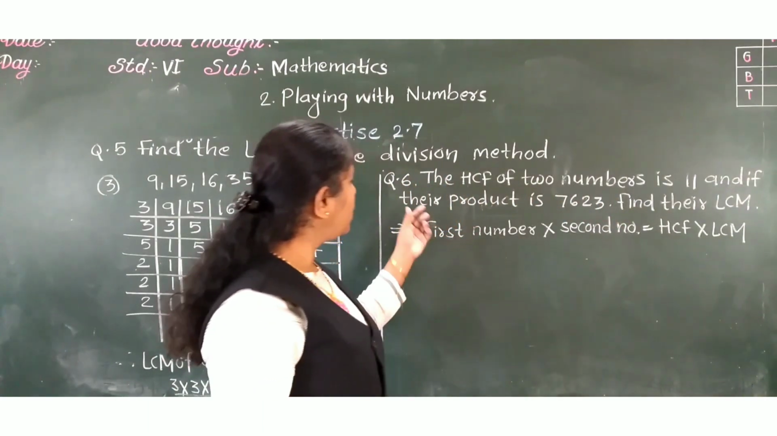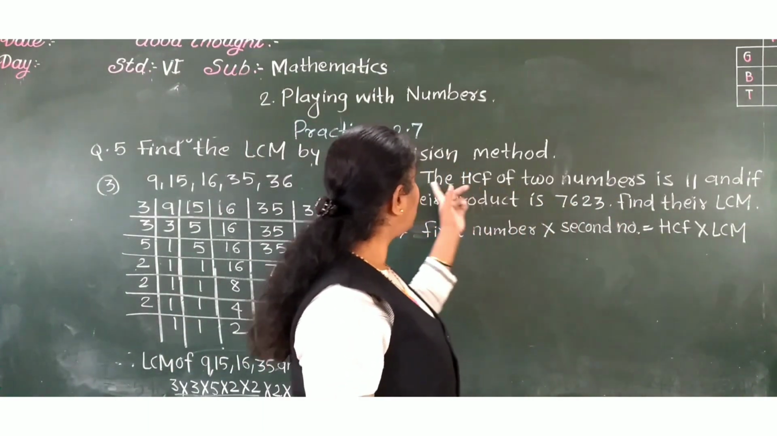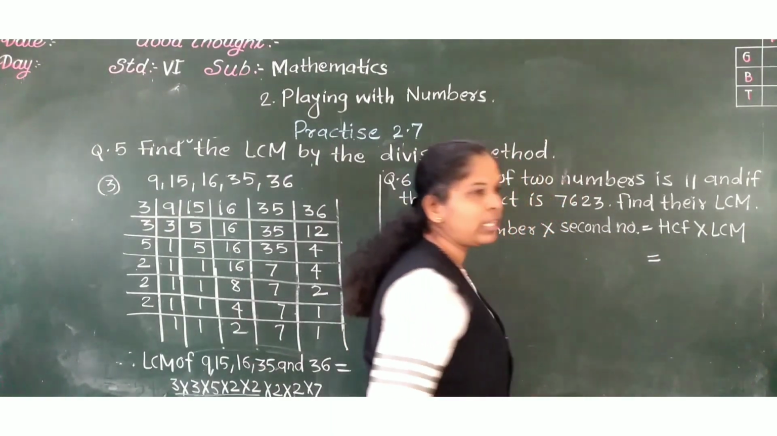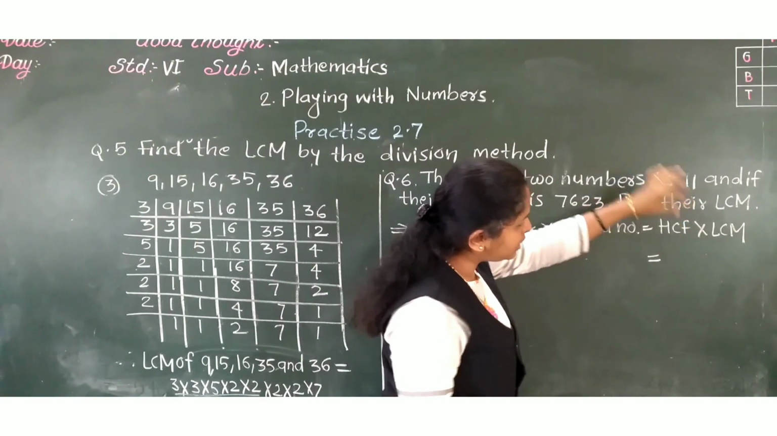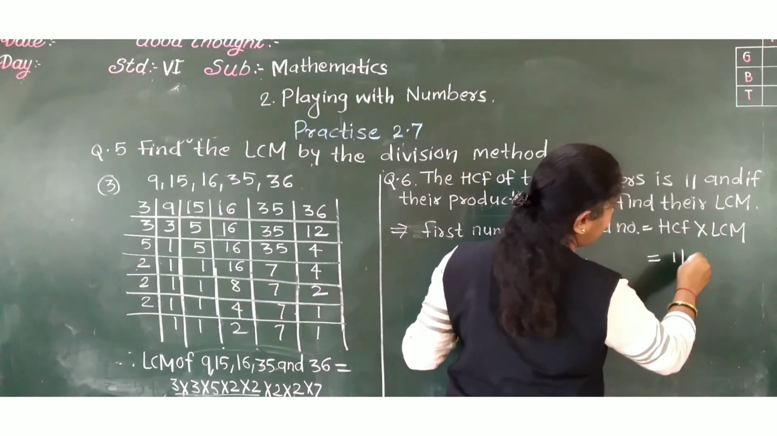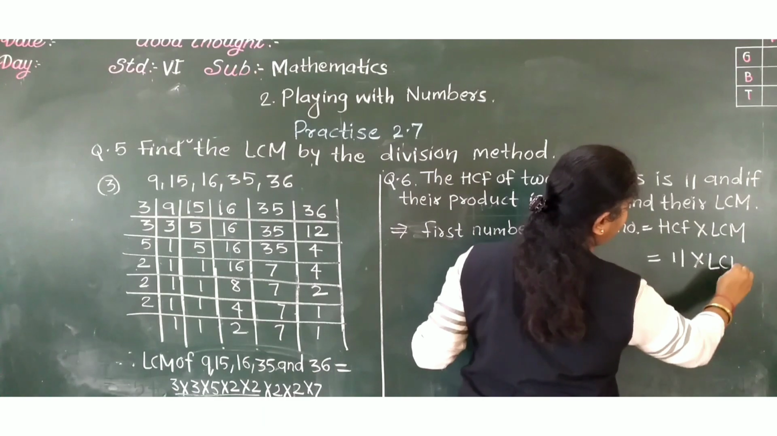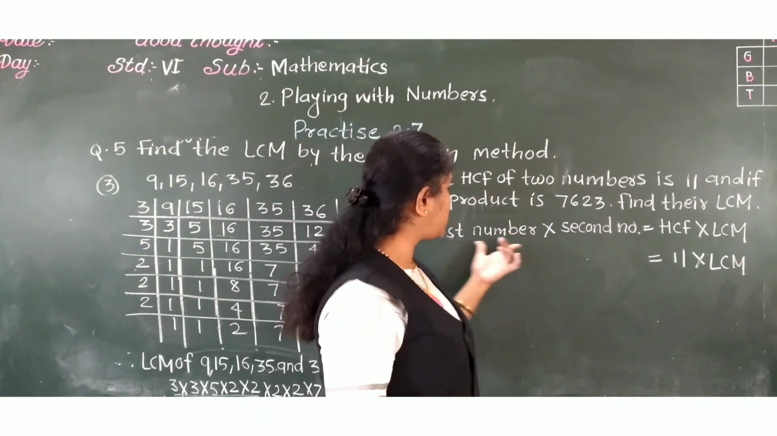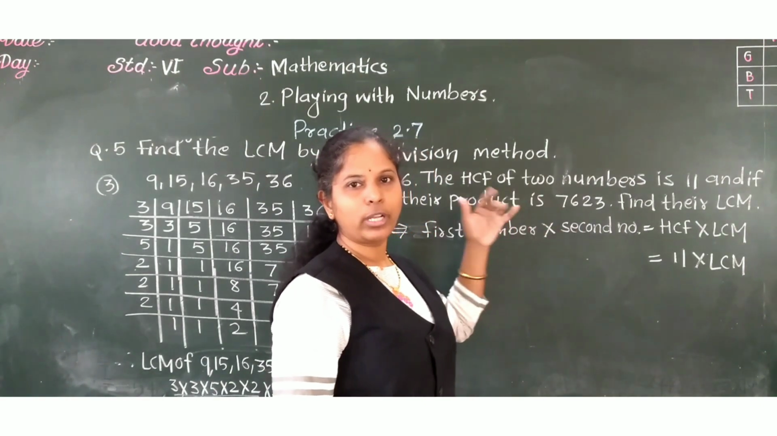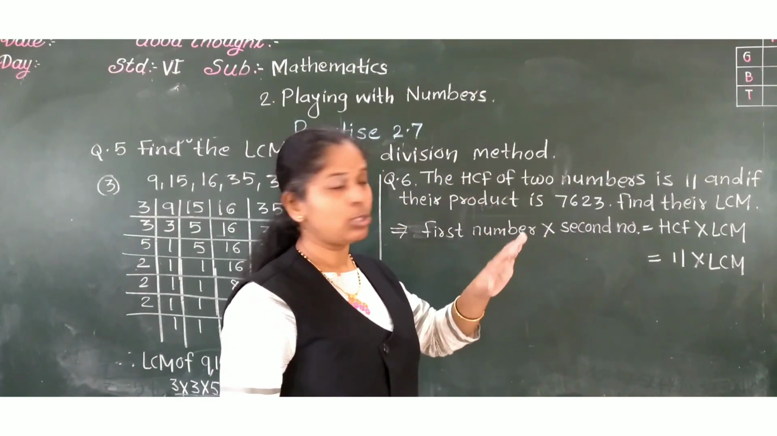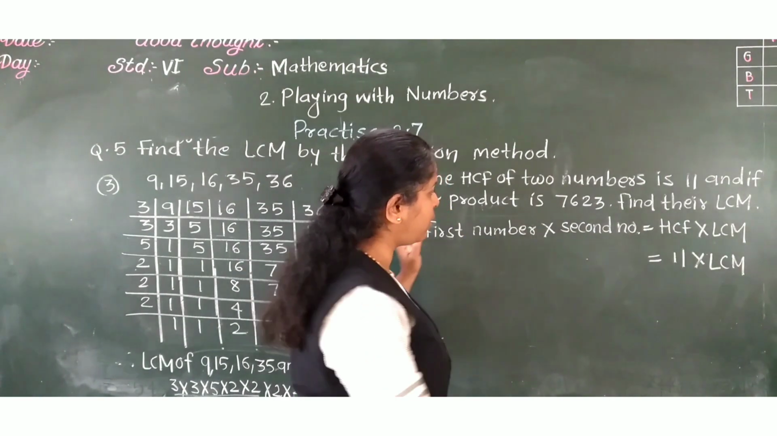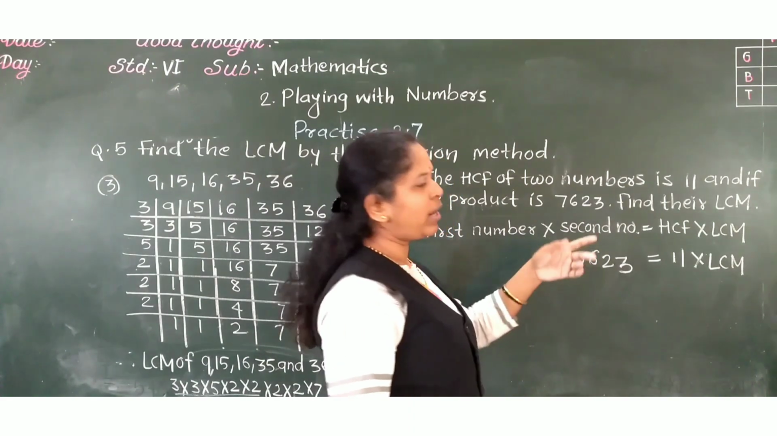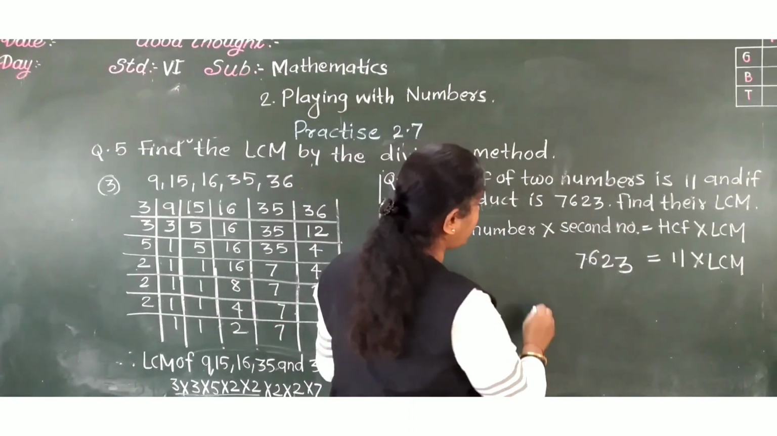Okay. Now see, the HCF of the two numbers is 11. That is, fill the value of HCF below HCF. What is the value of HCF? 11. Into LCM, which we want to find out. Now, the product of the two numbers is directly given. They have not given the first number and second number separately. No, directly their product is given. How much? 7623. And we want to find out LCM.